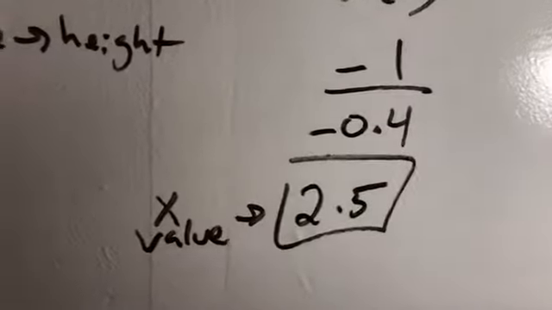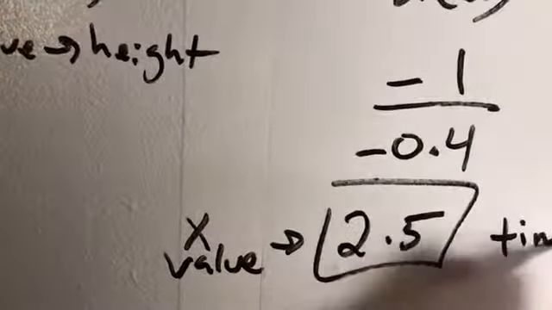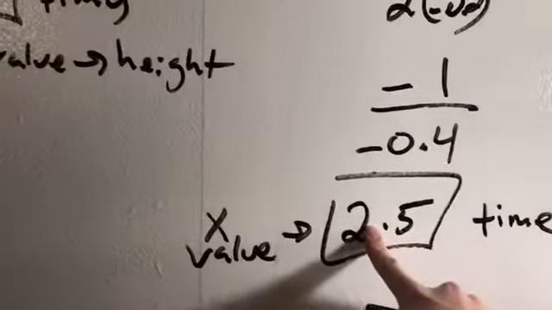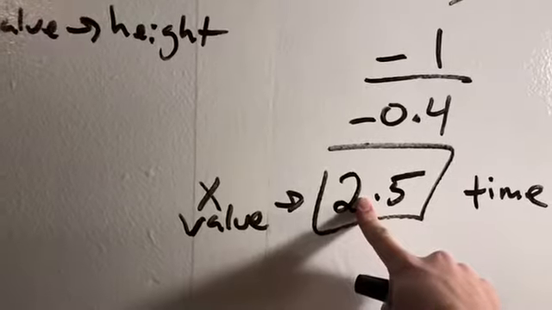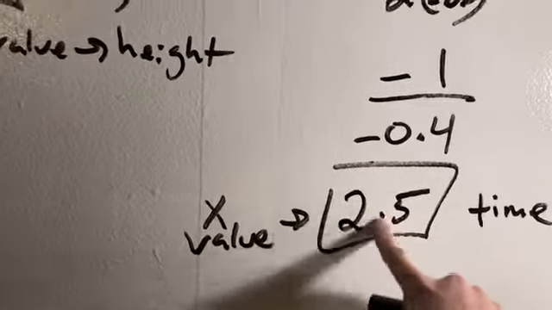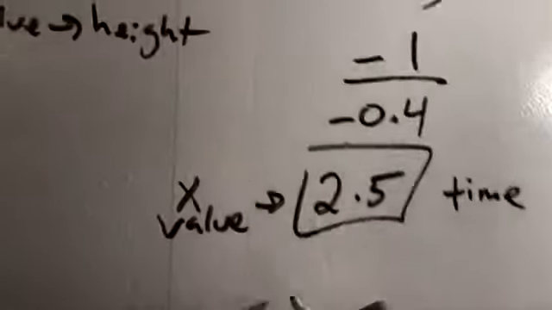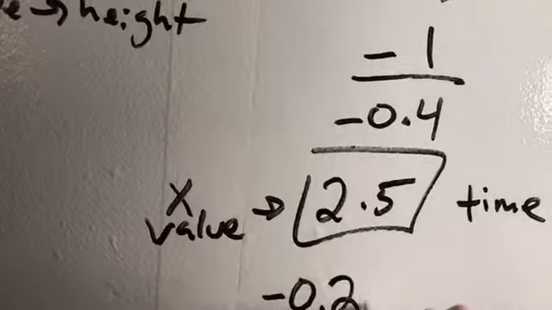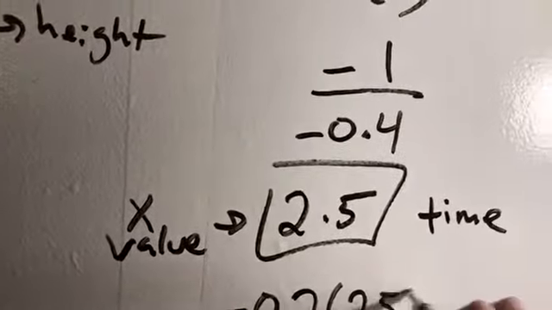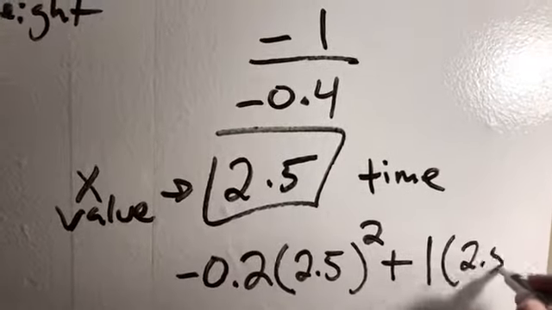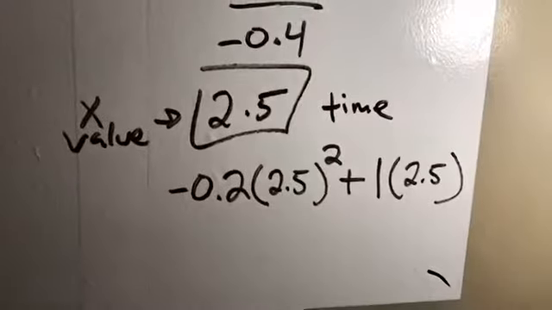Okay, so that's the x value. Like I said, that is the time it takes to get to the maximum height. So it's going to take 2.5 seconds for the bunny to get to her max height. But now we need to plug that back in to the original equation to see the actual height, just by doing our classic plugging in over here.